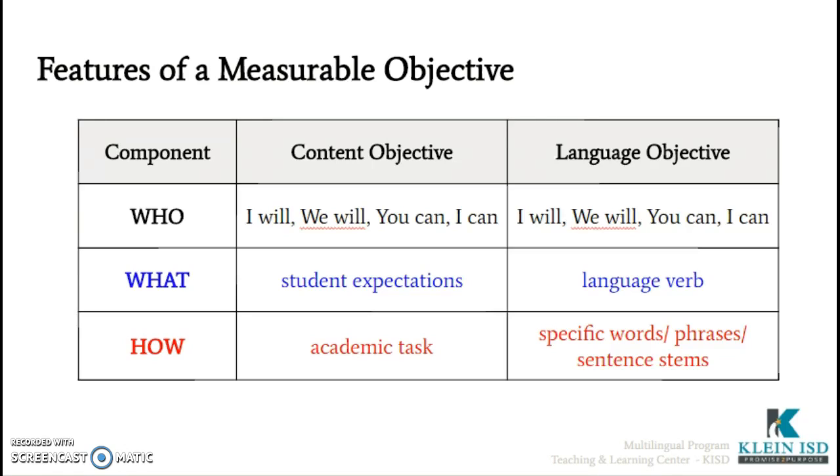And then the language objective, what part is going to just be a verb. You know, we have sentence stems and things like that out there. You don't have to use them. They're good tools as long as you're putting a language verb in there. And we'll look at that in a few minutes.